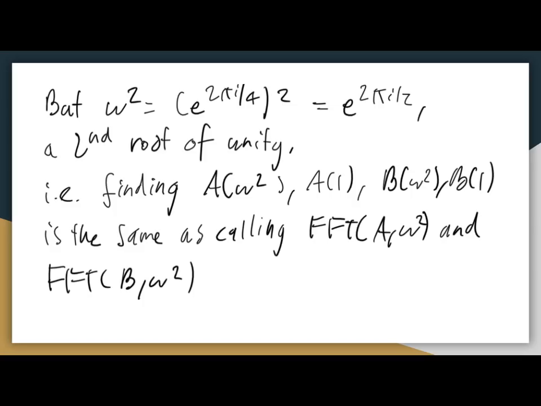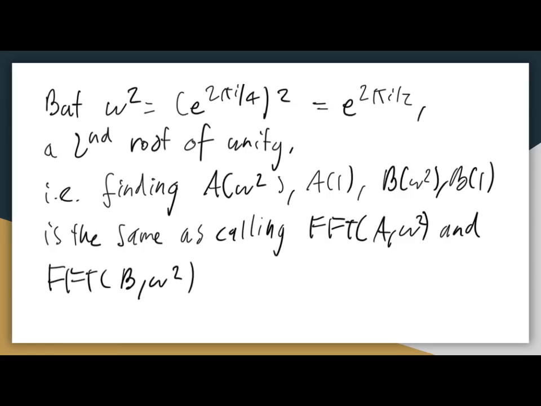So what we can notice is that if we take omega squared, this is also a root of unity. It's just a half root of unity, right? If we have a 4th root of unity, which is i, we square it, we get -1. So in other words, finding A of omega squared and A of 1, B of omega squared, B of 1 is exactly the same as calling f of t with the polynomial A, and we feed in omega squared. And we also call f of t on the polynomial B, and we feed in omega squared. So this is exactly our divide step.